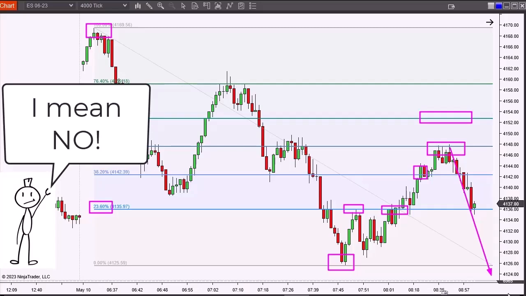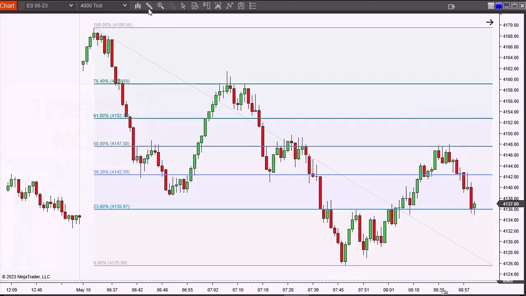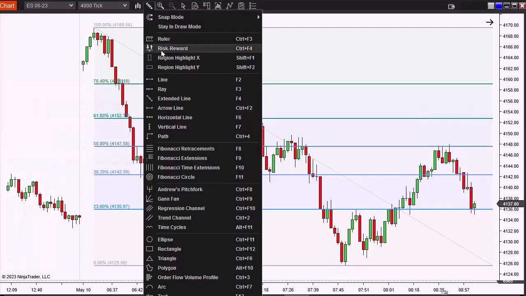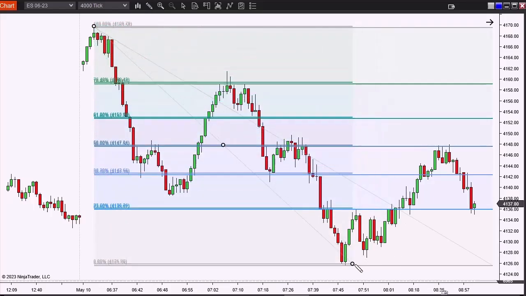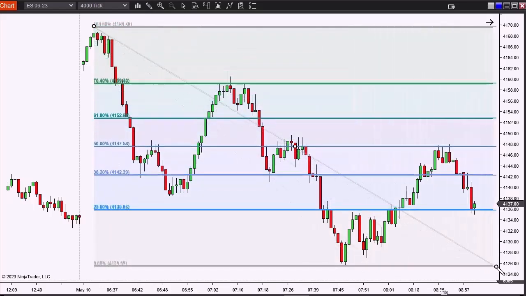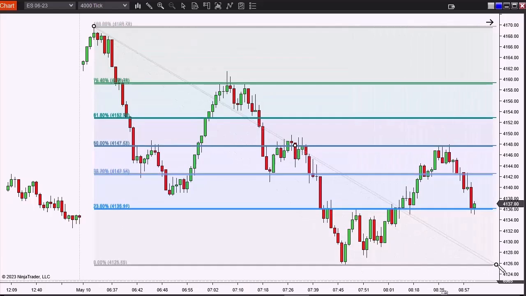So let me show you why I say that. To prove my point and astonish and amaze you all, I'm going to go back and we're going to do the Fibonacci retracements again. So we'll do it from here, the same level down to there. And go a little further out to the right here, and you'll see why. Uno momento, por favor.